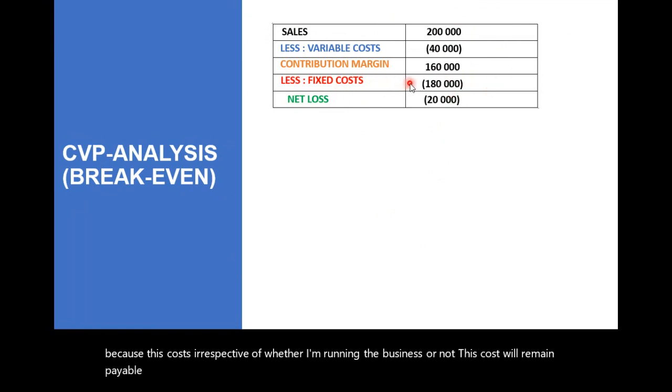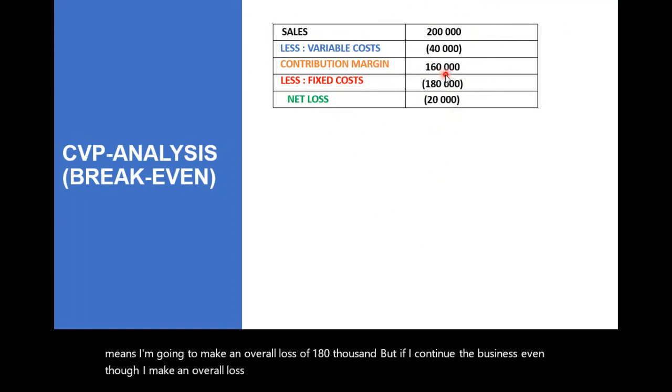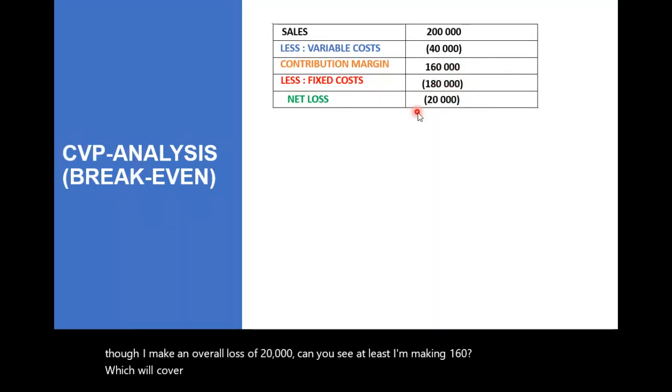So we need to be careful before we stop the business, because if I stop it completely, I'm going to make an overall loss of 180,000. But if I continue the business, even though I make an overall loss of 20,000, can you see, at least I'm making 160, which will cover 180. I must only worry about a loss of how much? Of 20,000. So you need to be careful when it comes to that.